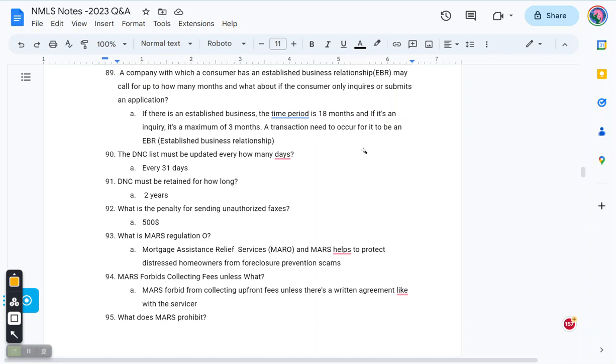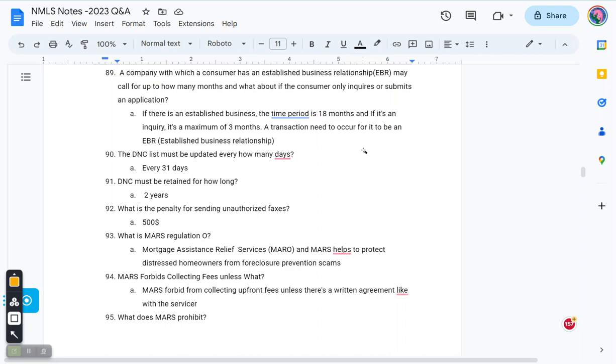Let's move on. What is the penalty for sending unauthorized faxes? It's $500 per fax. What is MARS? MARS is Regulation O. It stands for Mortgage Assistance Relief Services. An easy way to remember that is MARO, and it's Regulation O. MARS helps to protect distressed homeowners from foreclosures, preventing scams.